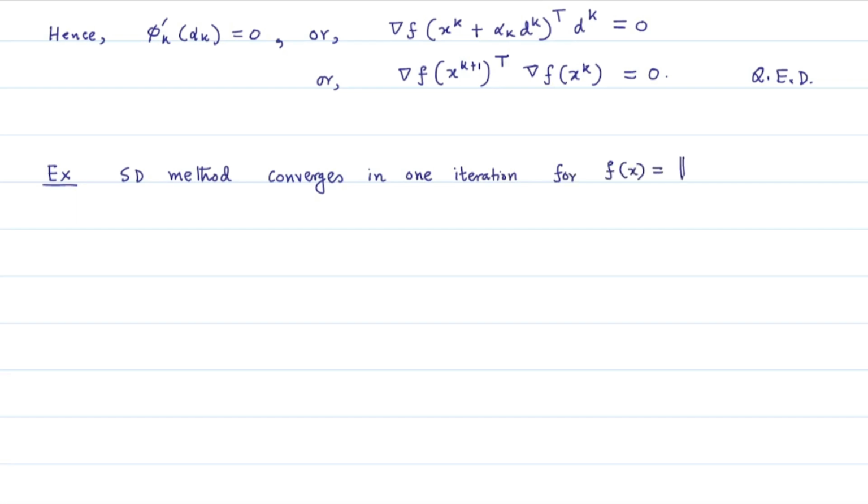f(x) given by the Euclidean norm of x minus a, squared, where a is a given point in the n-dimensional Euclidean space. Throughout the course, as and when we write x, we shall mean that x has n many components. X is a generic variable of the n-dimensional Euclidean space. So this example neatly states that the steepest descent method converges in one iteration for this function.